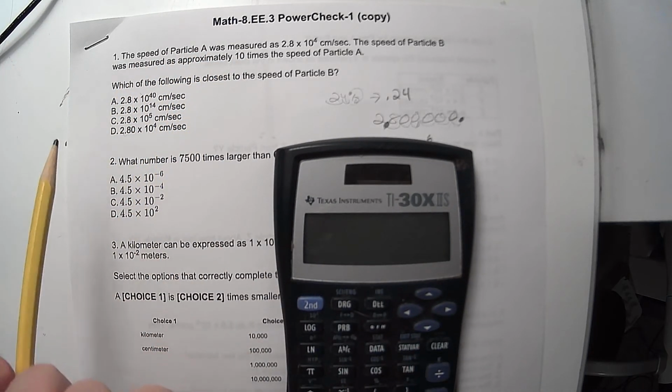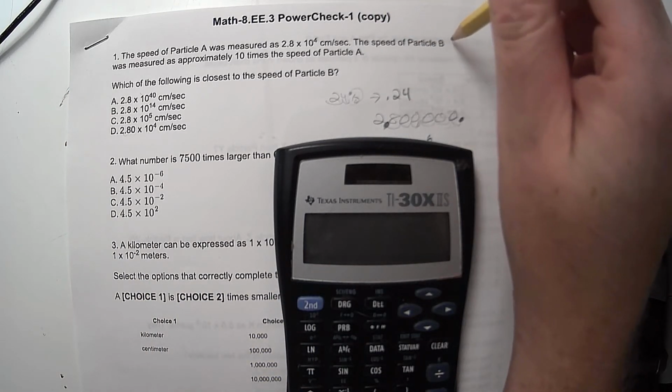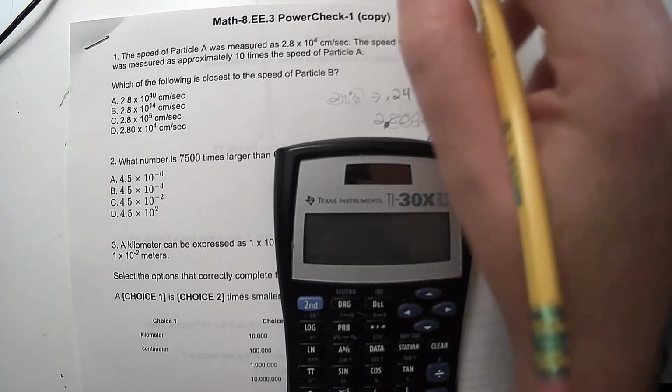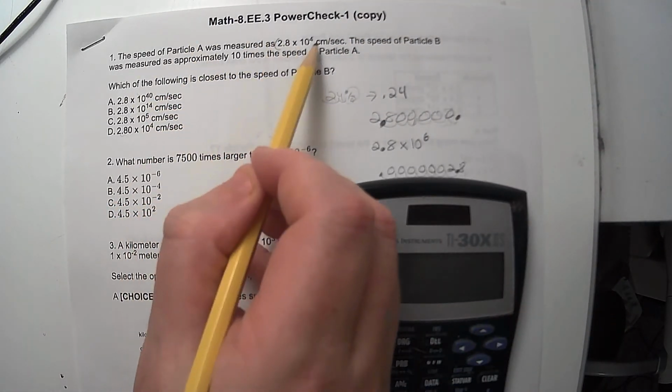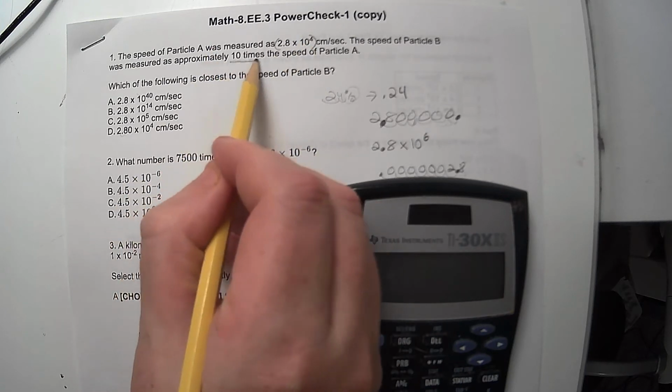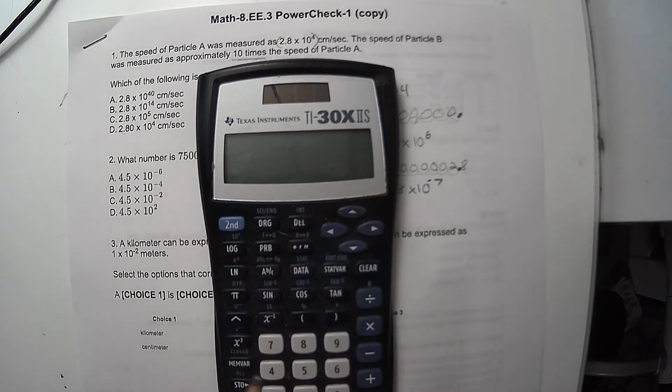It was measured at 2.8 times 10 to the 4 centimeters per second. Speed of particle B was measured at approximately 10 times the speed of particle A. Alright, so essentially they're telling us that we need to take the speed of particle A and we need to multiply it times 10. Alright, so I'm going to put my calculator up there.